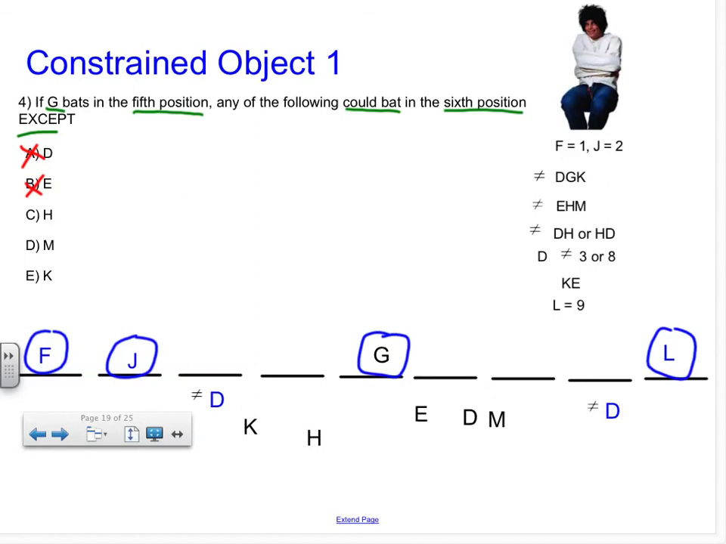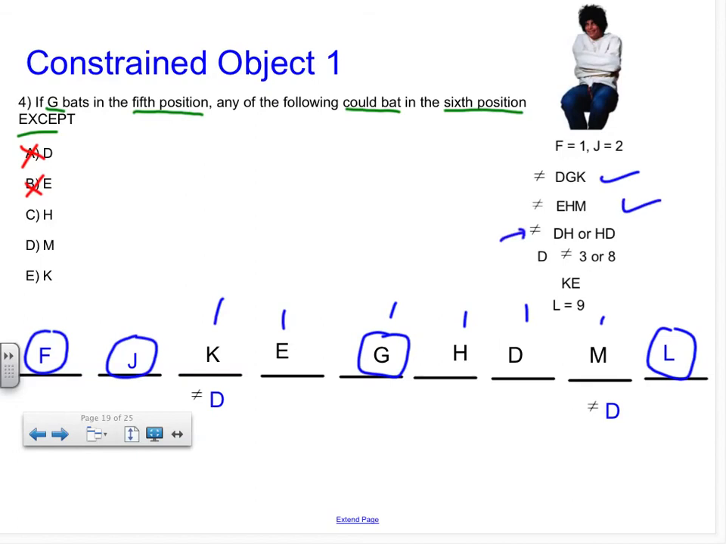Let's try C. H in the 6th position. So let's put H here. And again, it's just a matter of arranging the letters so that they work. Let's try K here. Let's try E here. And let's try D here and M here. So let's quickly look through the conditions to make sure they work. We have D, G, and K separated, so that works. E, H, and M separated.